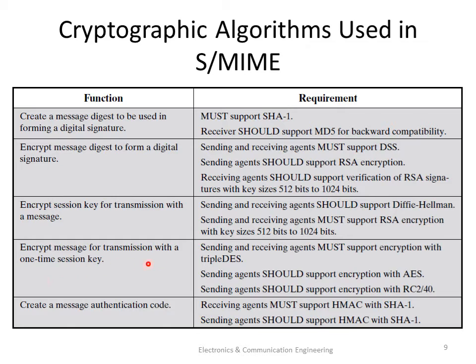Encryption of messages for transmission with a one-time session key. That is, sending and receiving agents must support encryption with triple DES, and the sending agent should support encryption with DES, and should support encryption with RC2 40. Create a message authentication code. That is, the receiving agent must support HMAC with SHA-1, and the sending agent should support HMAC with SHA-1. So these are the cryptographic algorithms that I use in S-MIME.